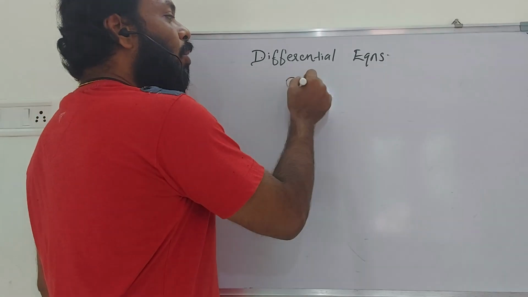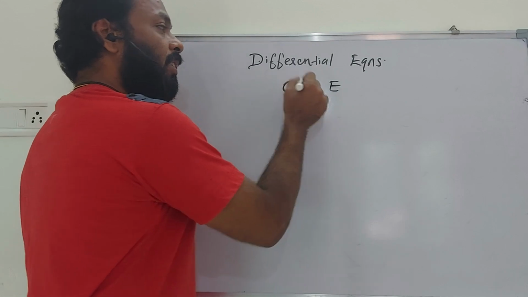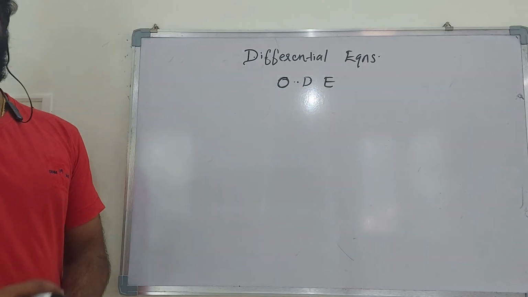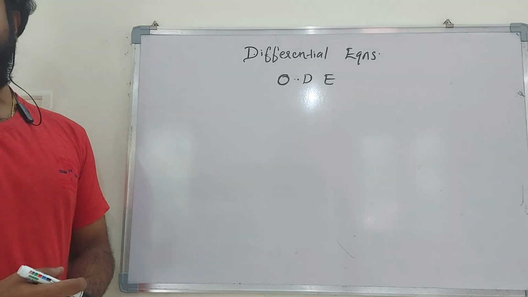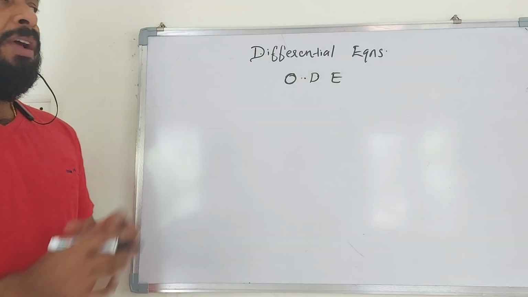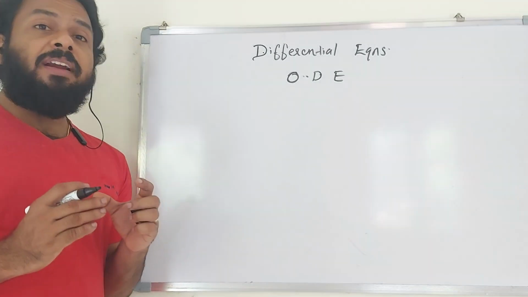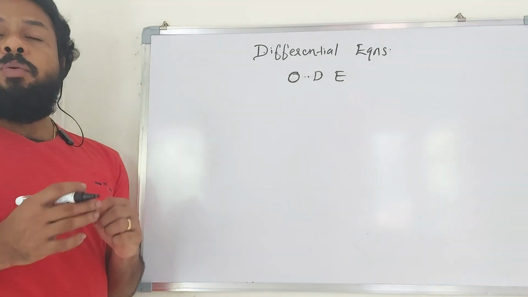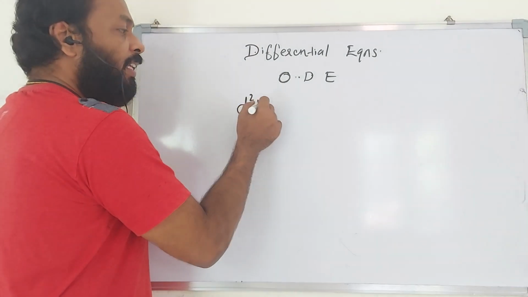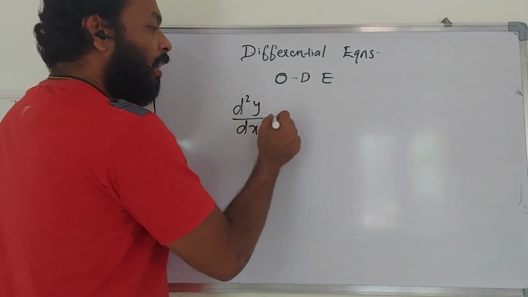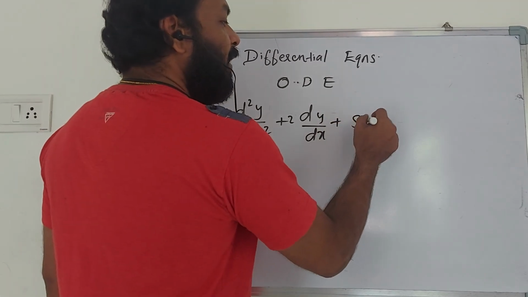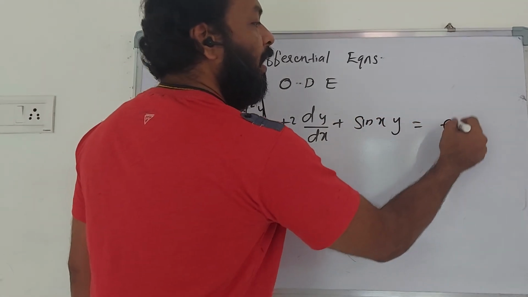So we begin with ordinary differential equations. Equations involving a single independent variable. Okay, there may be more than one dependent variable. Consider ordinary differential equations. Okay, we first define what is the order and degree of an ordinary differential equation. Okay, consider the differential equation, say d square y by dx square plus 2 dy by dx plus say sin x into y equal to e raised to x plus.